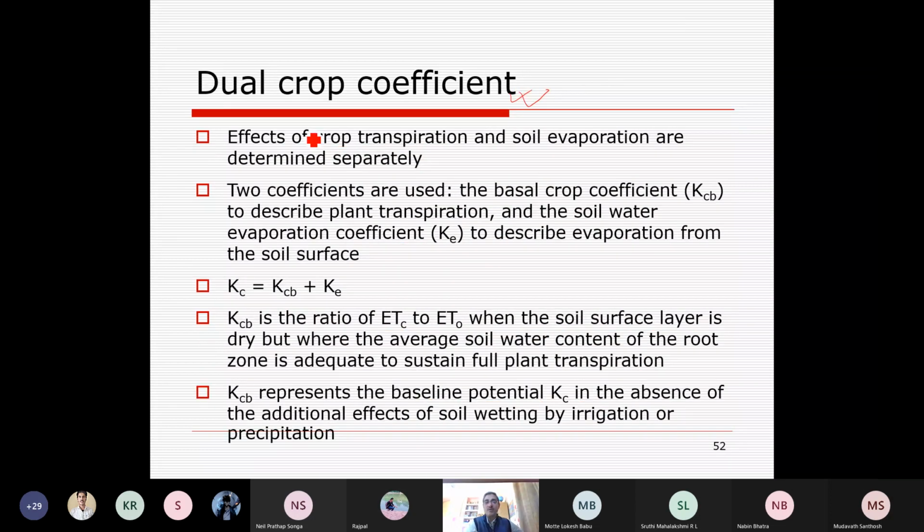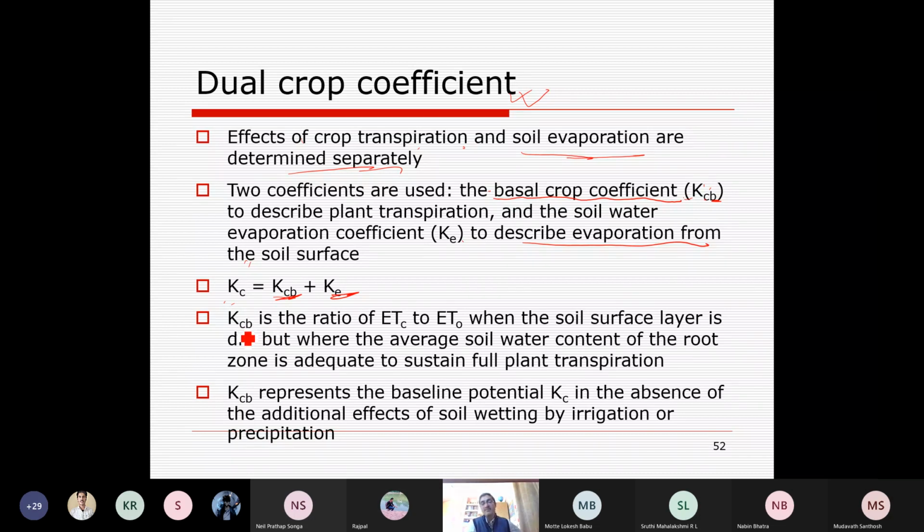So the effects of crop transpiration and soil evaporation are determined separately. Two coefficients are used: the basal crop coefficient, that is Kcb, to describe plant transpiration, and the soil water evaporation coefficient, that is Ke, to describe evaporation from the soil surface. So the crop coefficient in that case is the basal crop coefficient plus the evaporation coefficient, that is Ke.